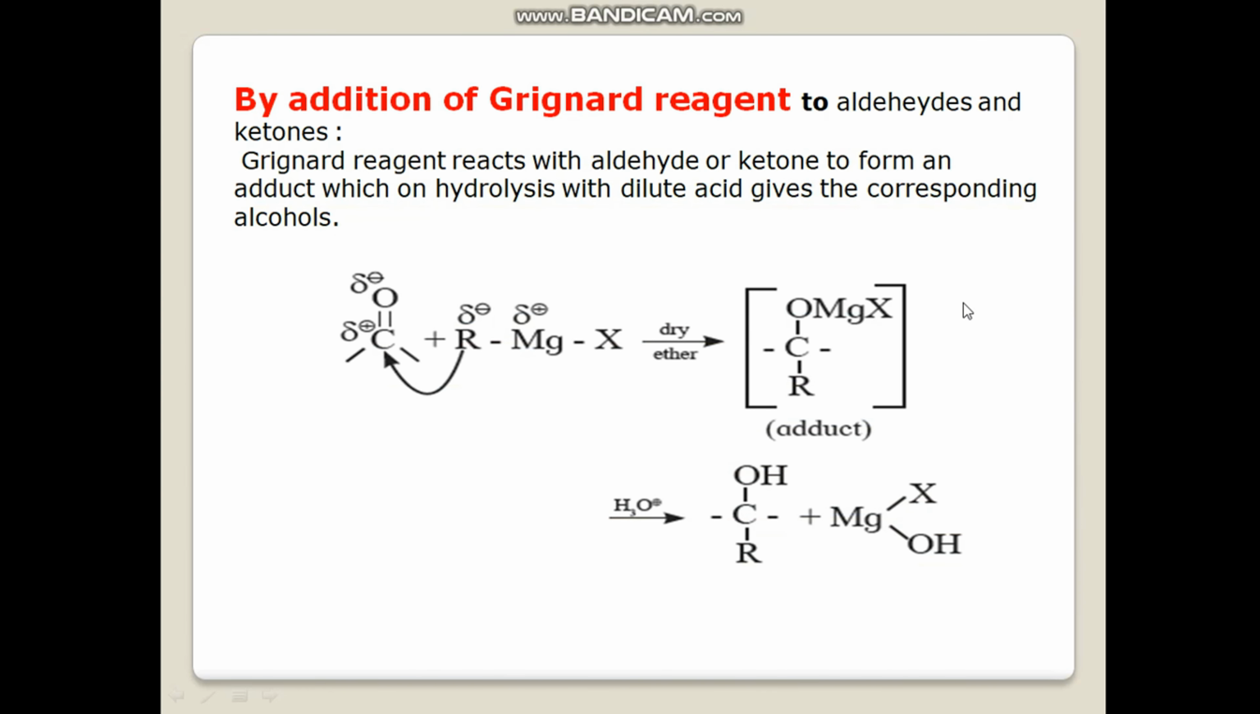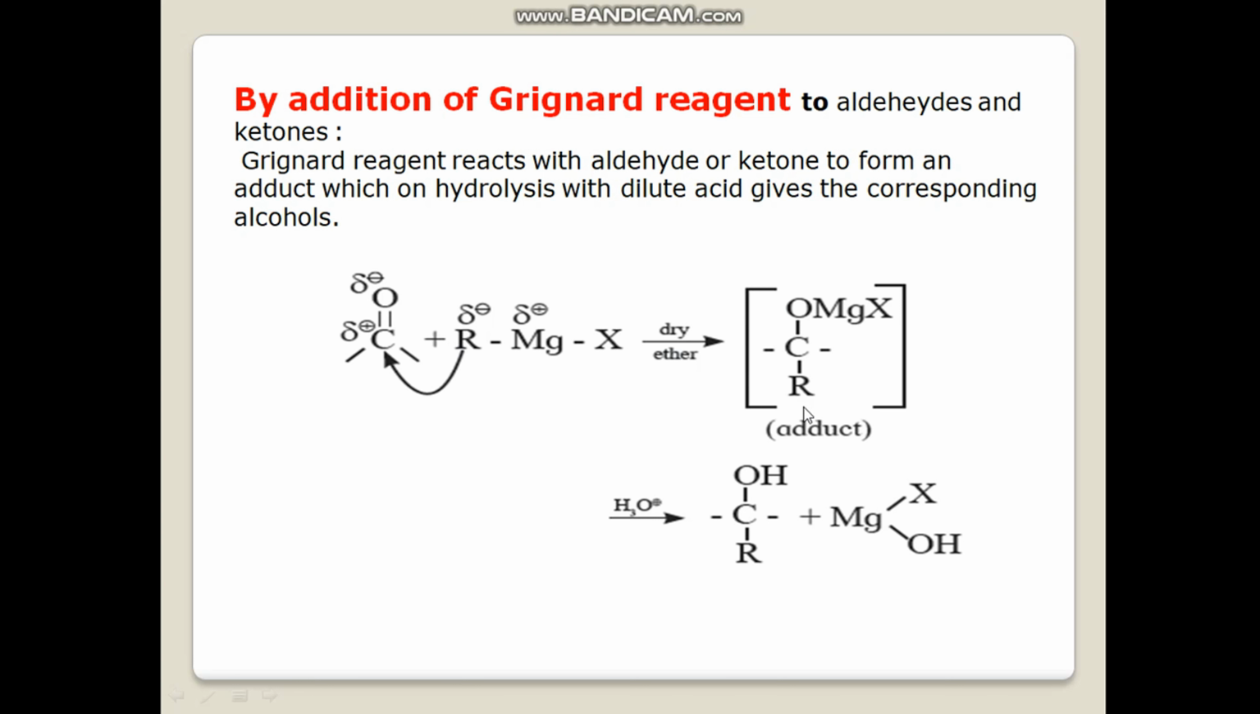Then the addition of Grignard reagent to aldehydes and ketones. A Grignard reagent reacts with aldehydes or ketones to form an adduct, which on hydrolysis with dilute acid gives the corresponding alcohol. It is a very simple and important reaction in the chemistry of aldehydes and ketones. This is the aldehyde or ketone. This is the Grignard reagent, RMgX.